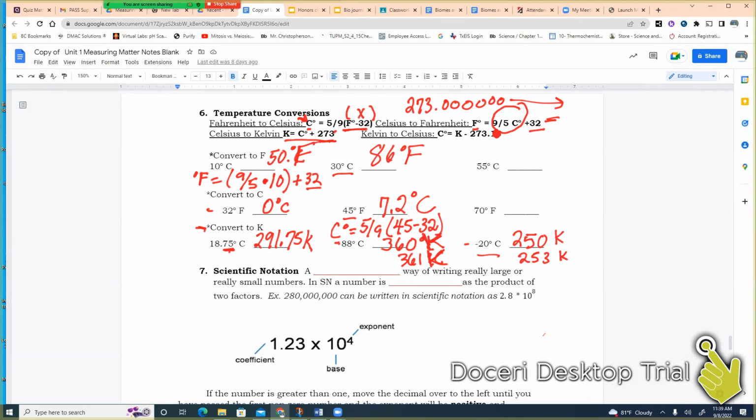Once again, the reason I'm doing that is that adding 32 or subtracting 32 or adding 273 gets a little bit confusing sometimes. So on the back of your practice real quick, I want to show you something, and I don't want to accidentally run out of time.